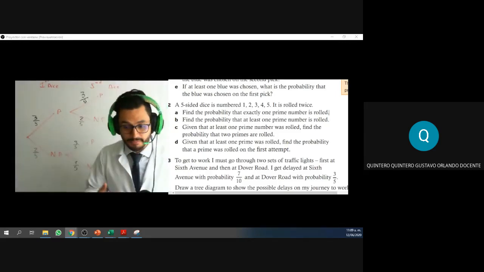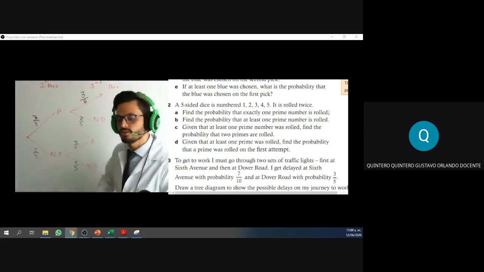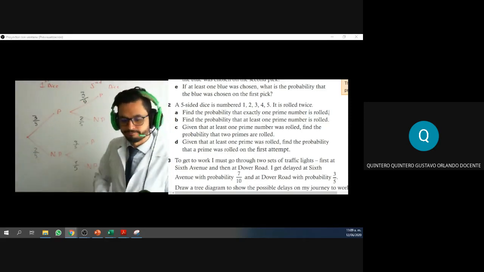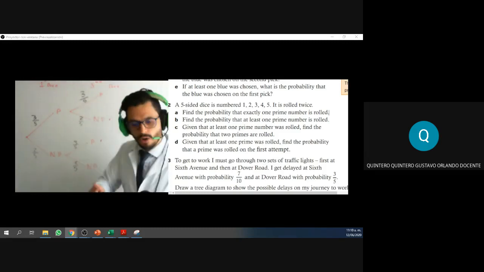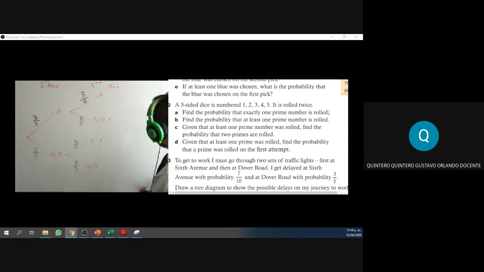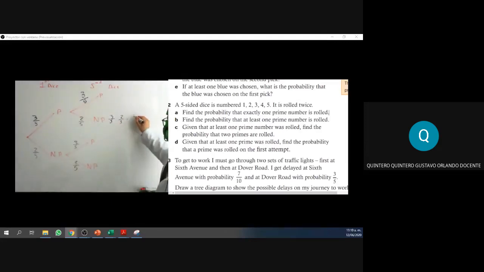So the first part, A: find the probability that exactly one prime number is rolled. And now we have to think about which of all of these possibilities, all of these combinations, give us just one prime number. So the first combination, prime, prime, is not good, right? Prime, not prime, this one is good. Same with not prime and prime. This one is also good because just like this, we got exactly one prime number. All right?